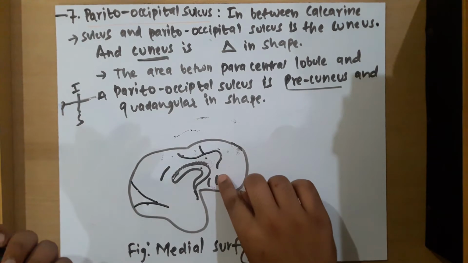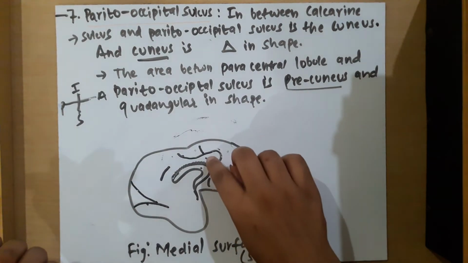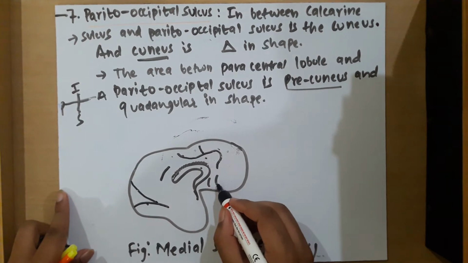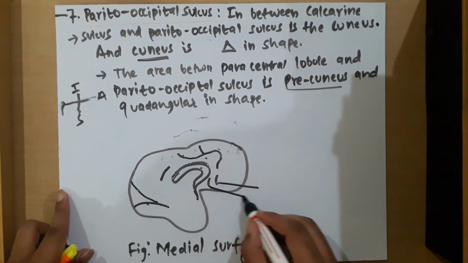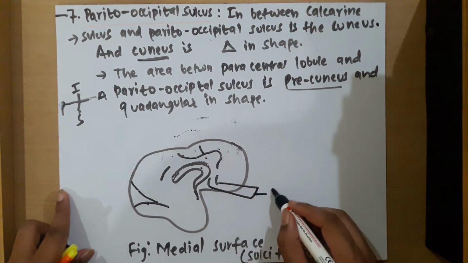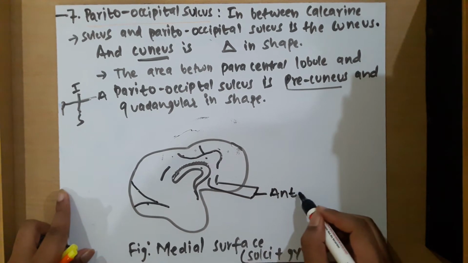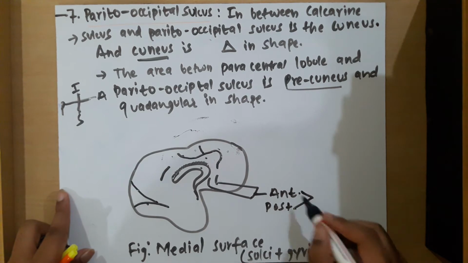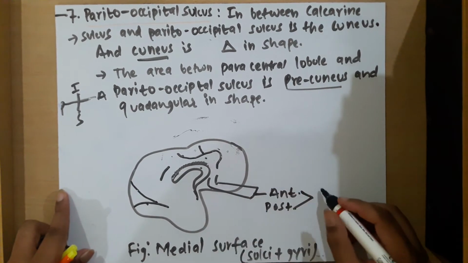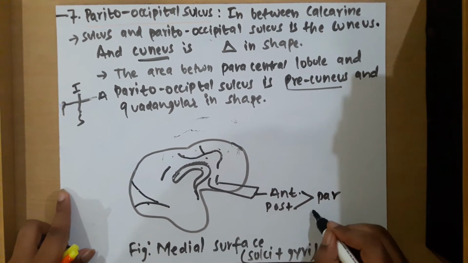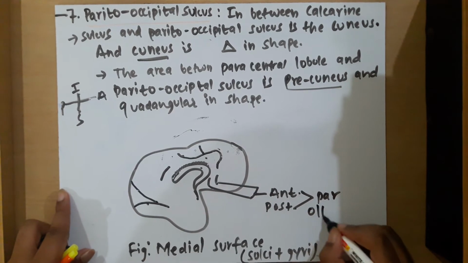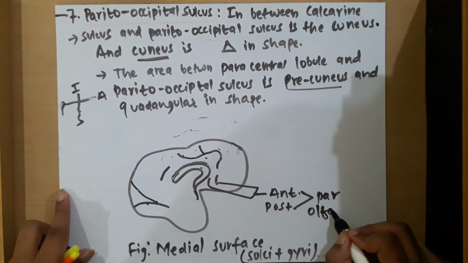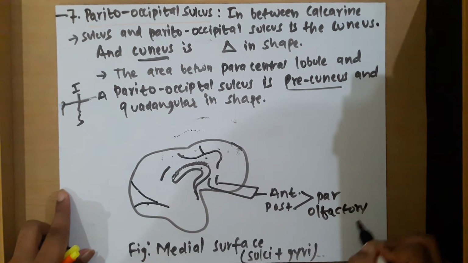Okay, let me give it. I will mention it with the pointers. Okay, so this is the anterior and posterior. These two are the anterior and posterior parolfactory sulci. Sulci is the plural form, sulcus is the singular. Okay, olfactory sulci.